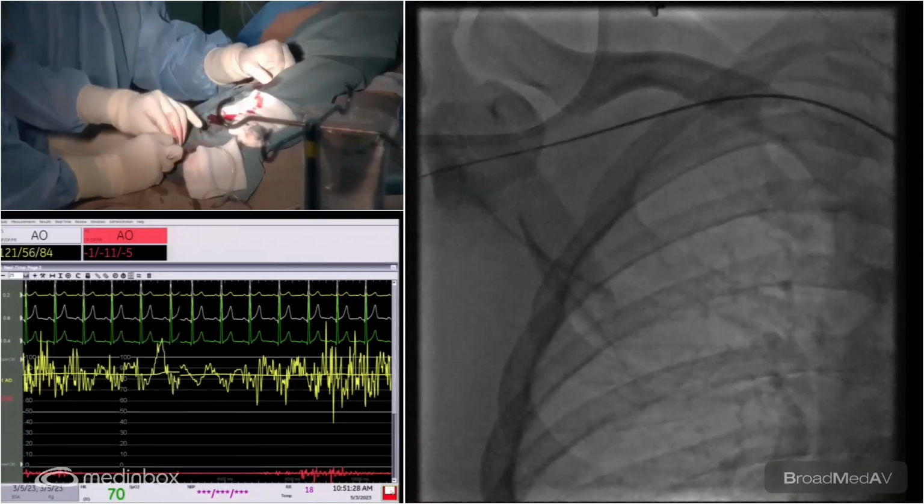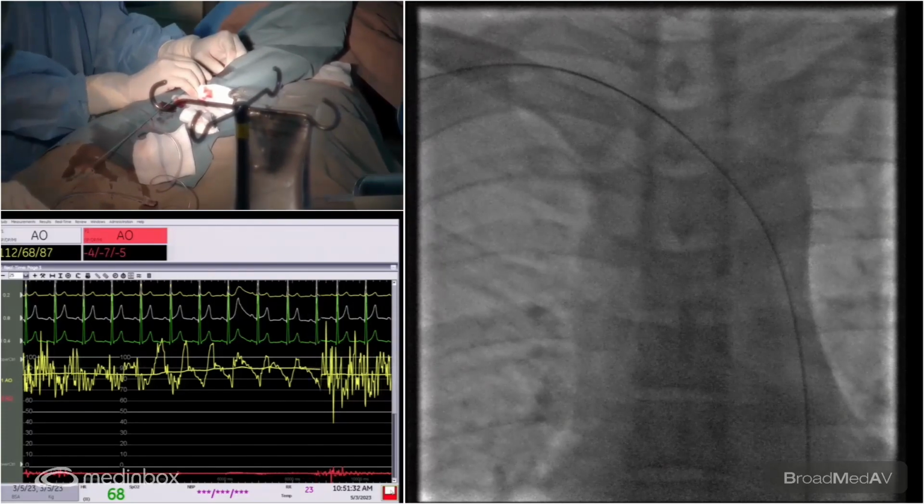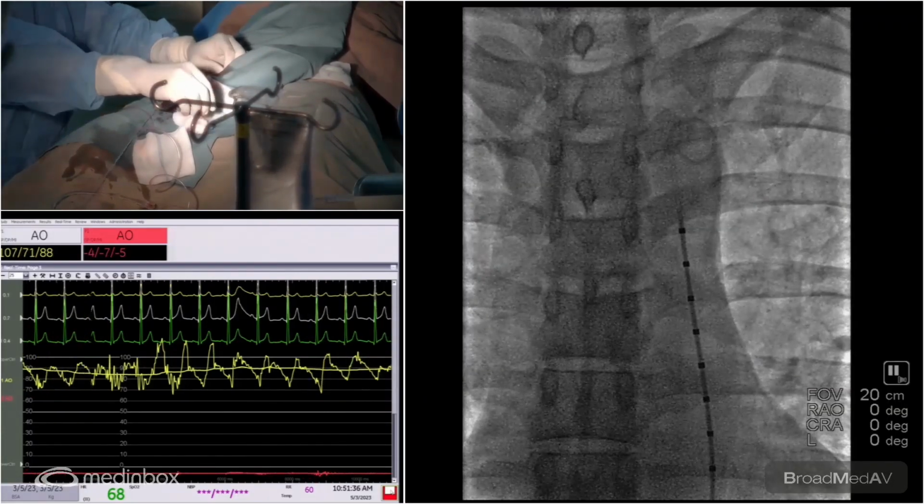To avoid. Okay, now we'll come to the center of the heart. Yeah, now go ahead with the measurements, please. Let me watch your measurements.